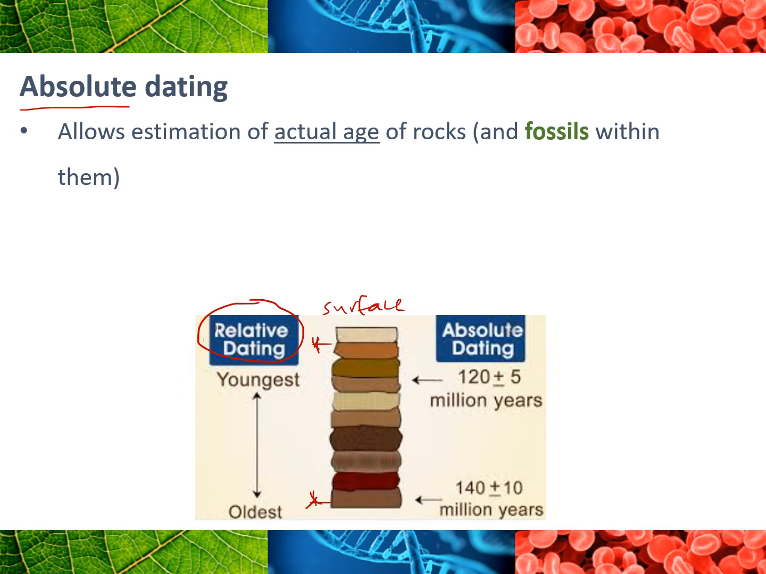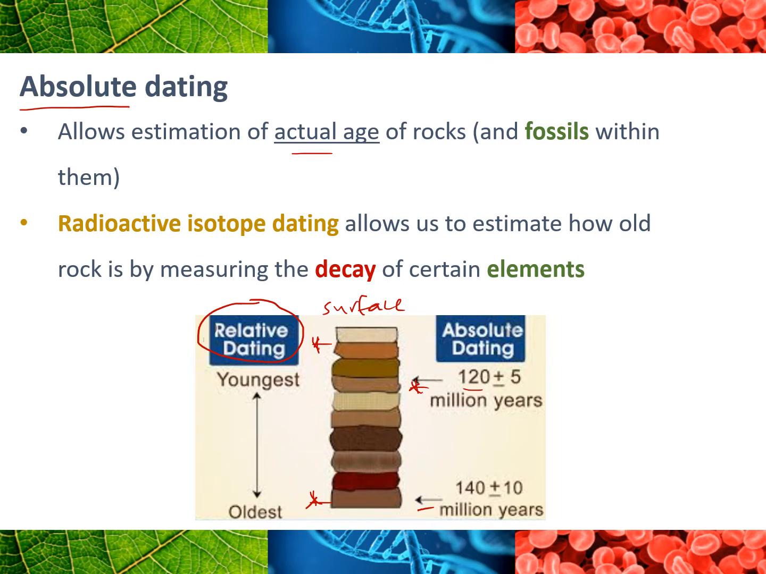Absolute dating is a few different methods that allow us to estimate the actual age of rocks and therefore the fossils inside them. So if you look at this here, if we use these dating methods, we might be able to say with pretty accurate knowledge that the fossils in this layer are 120 million years old. And if we go down to here, they're 140 million years old.